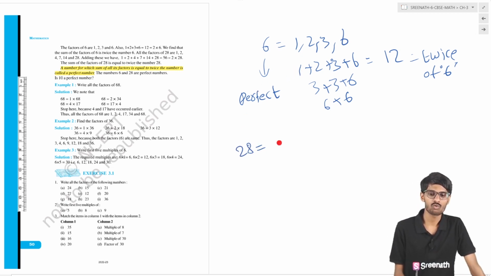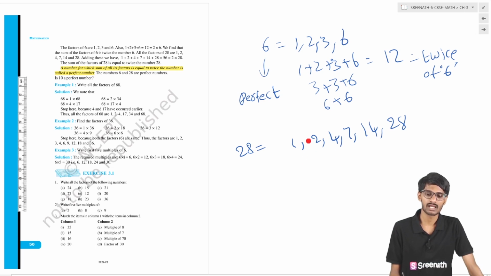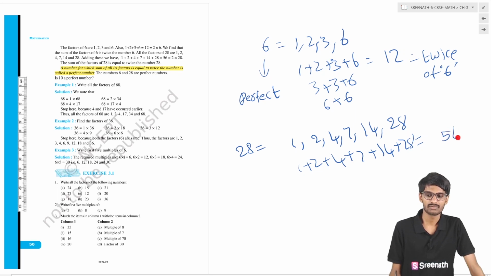Suppose 28. How will we write it? That is, what are the factors for it? The factors of 28 are 1, 2, 4, 7, 14 and 28. All these are the factors of 28. So if you add all of those, 1 plus 2 plus 4 plus 7 plus 14 plus 28, the sum of all those numbers gives what value? That will give 56.